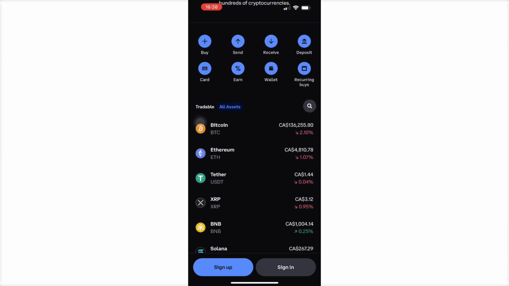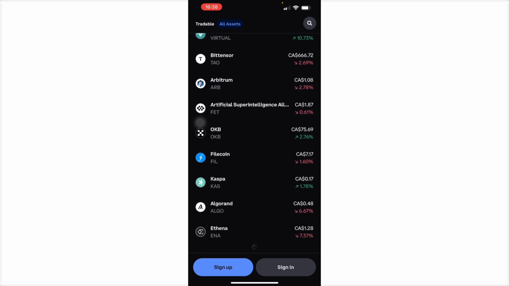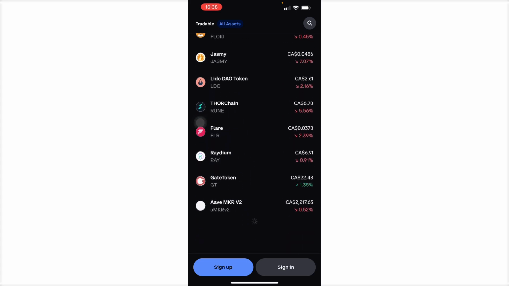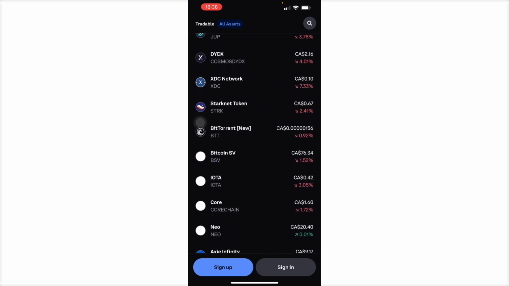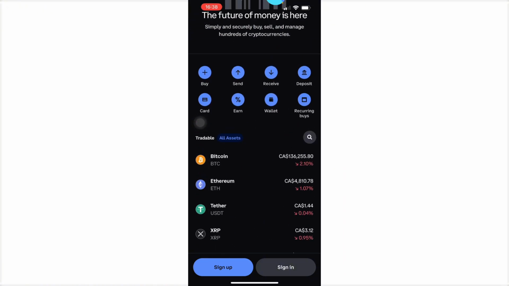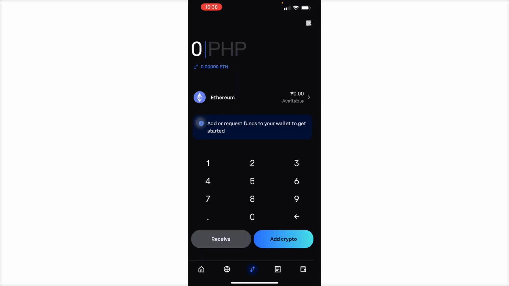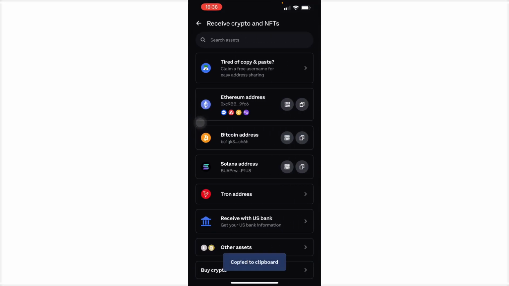Again, as I said, you will have the trade right here. This is where you trade basically the coins that are listed in your centralized exchanges. So just look out for the assets that are here so you can look for them. Next is your wallet. Your wallet is where you will store all your assets and whatsoever.